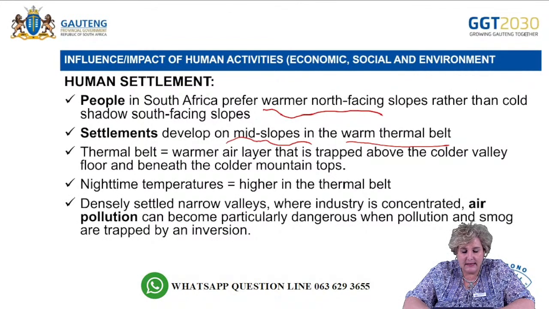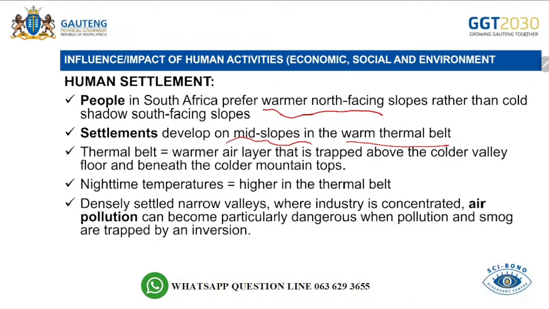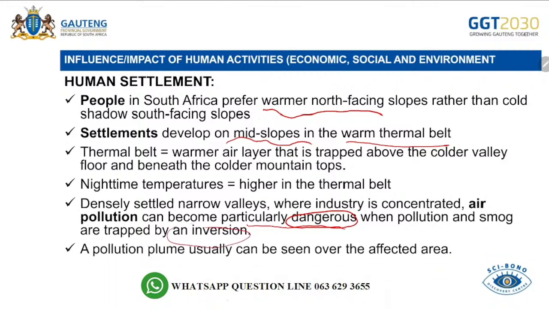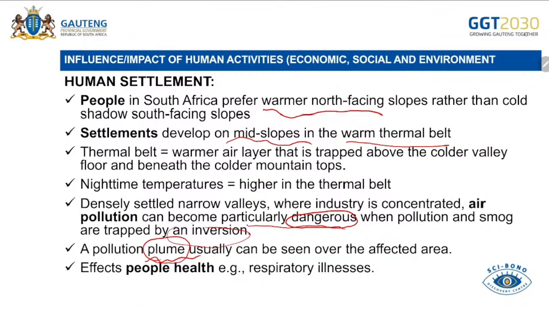At densely settled narrow valleys where the industry is concentrated, air pollution can become very dangerous when pollution and smoke is trapped by the inversion layer. So people will prefer not to stay there. A pollution plume usually can be seen over the affected area, and we'll come back to that pollution plume later during this lesson. It affects people's health, especially the air pollution that takes place here. People will have respiratory illnesses.